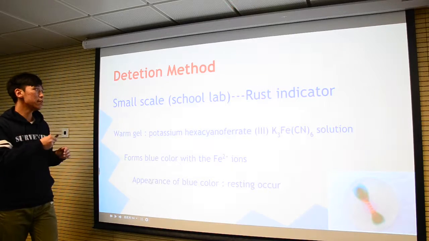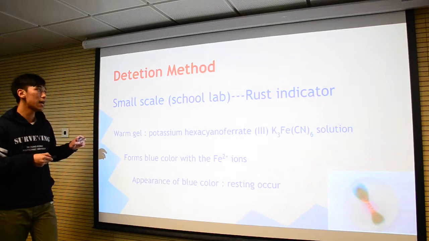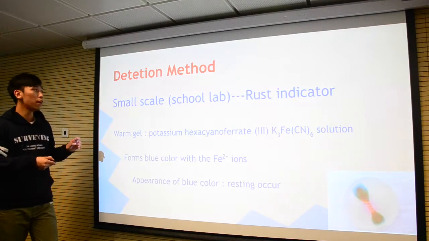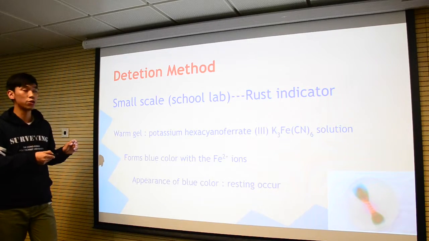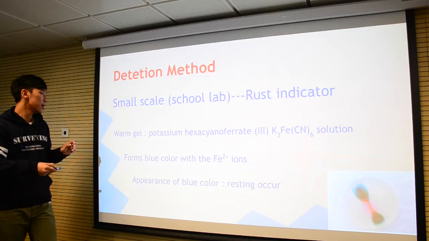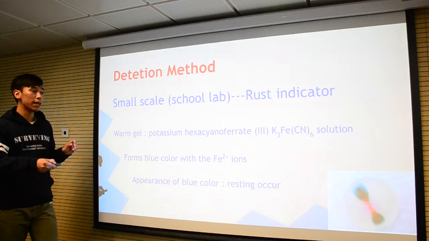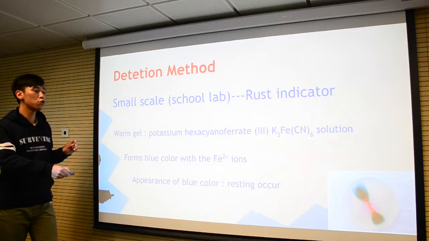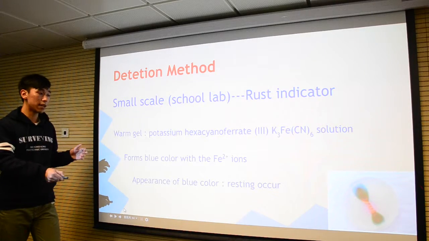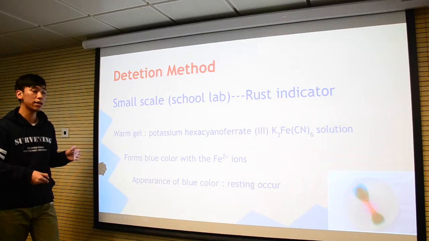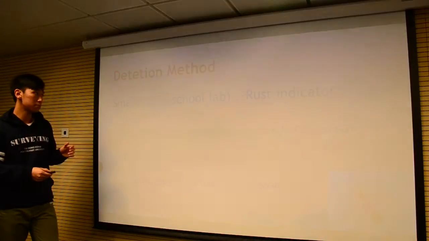Lastly, as we can see, corrosion can cause many problems. How we detect it is very important. First, I will talk about the small-scale detection method, which is usually used in the school lab: the rust indicator. The rust indicator is actually potassium hexacyanoferrate in solution in a warm gel. When the corrosion occurs, the gel will form a blue color with the Fe2+ ions, which come from the very beginning of the corrosion process, so that the appearance of the blue color indicates that rusting has occurred.